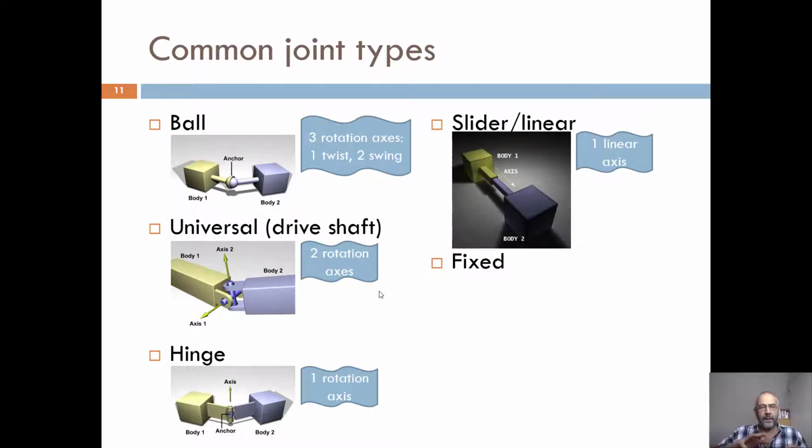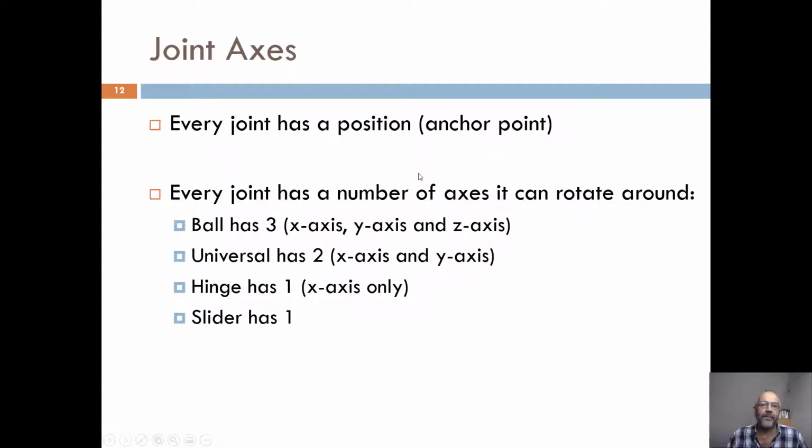Like a drive shaft in a car, it can rotate left, right, up, down, but not twist. And the ball joint that can rotate in any direction. So the two bodies can also rotate like this between each other. And there are also joints that cannot rotate but slide. Those are linear joints that slide with respect to each other. And we have the fixed joint. So those are, let's say, the common joint types.